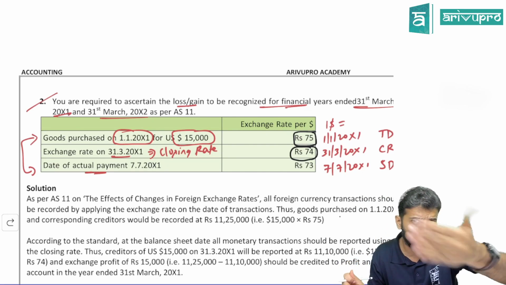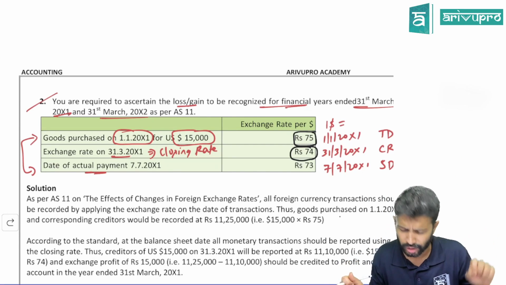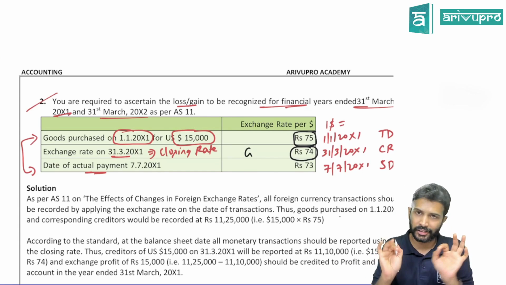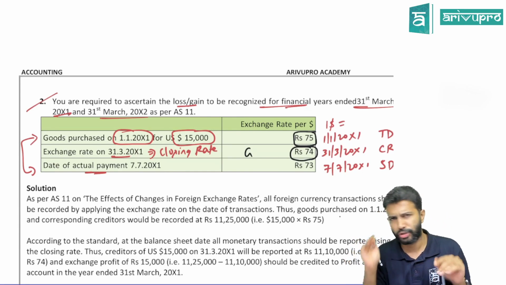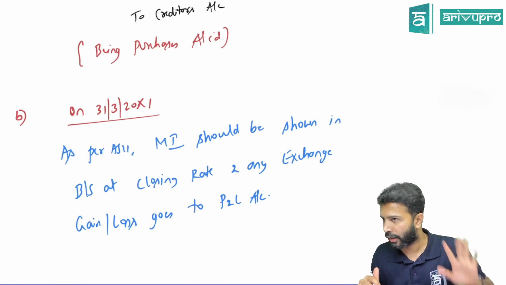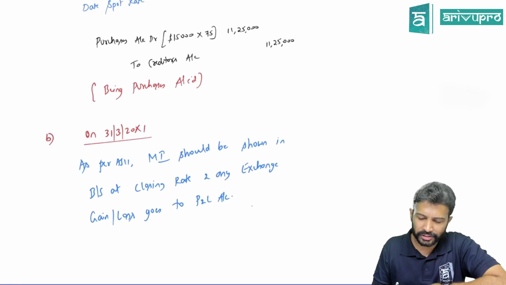That means I have to pay less INR to get the same dollar. So this is a gain or this is a case of loss? This is a gain for me. This is a forex gain. Correct? So foreign currency is fluctuating in my favor now.